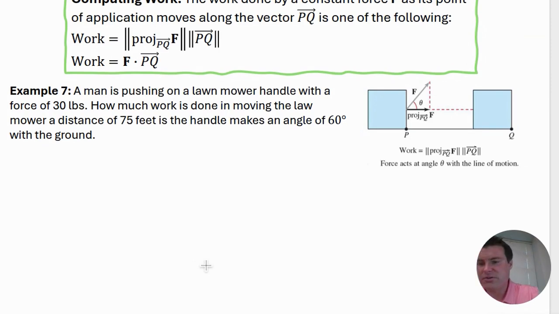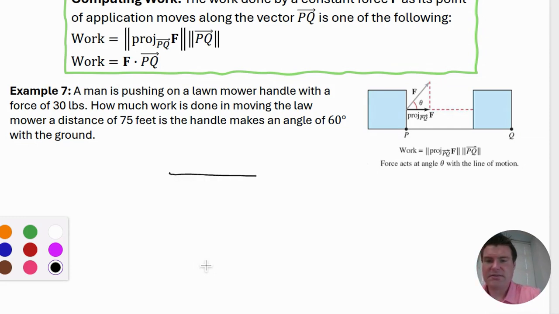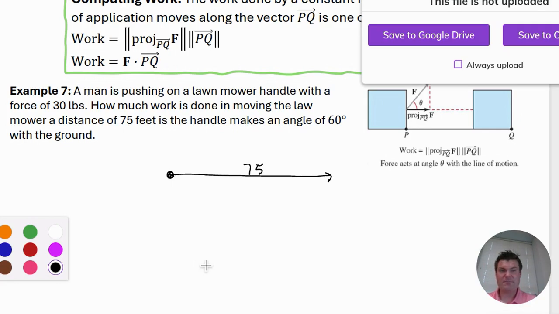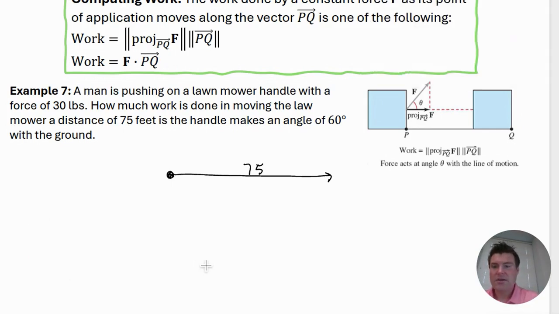So I'm going to first draw what's going on here. So we're going to push this object here 75 feet. And I'm pushing down on this handle right here, which is going to make this angle right here. I'm pushing down onto this, so this force is going to go all the way to right here, which is going to be our theta equals 60 degrees. This part right here is 60.